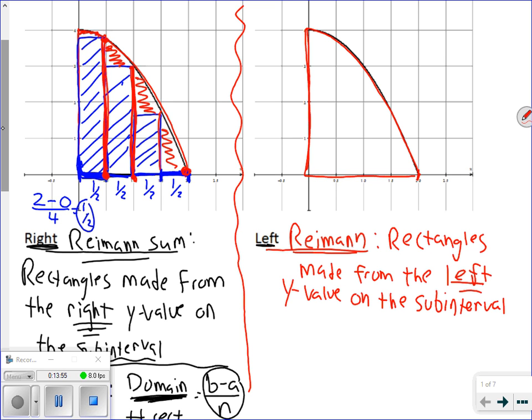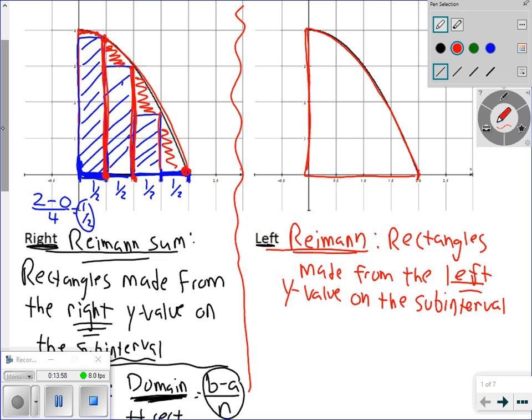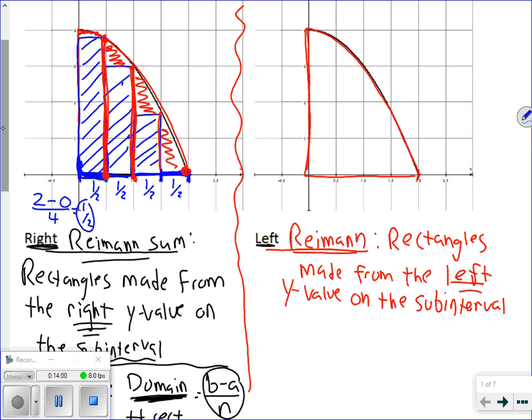Our subintervals, we're still using 4 rectangles. That's specific just to this problem. So that's still 2 divided by 4, which is 1/2. So it looks like this. These are the bases of my 4 rectangles.